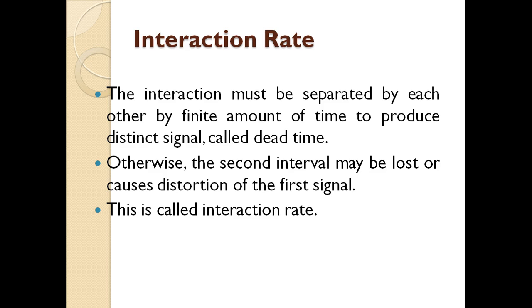Now we will discuss different properties such as interaction rate. Interactions must be separated from each other by a finite amount of time, called dead time, to produce distinct signals. Otherwise, the second interaction may be lost, or cause distortion of the first signal. This is called interaction rate.